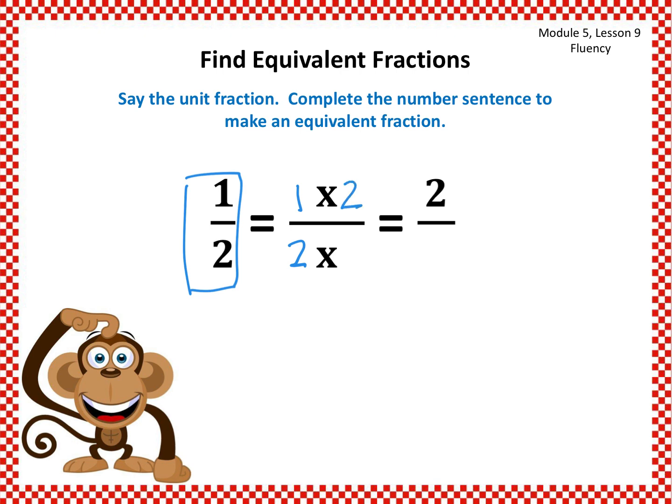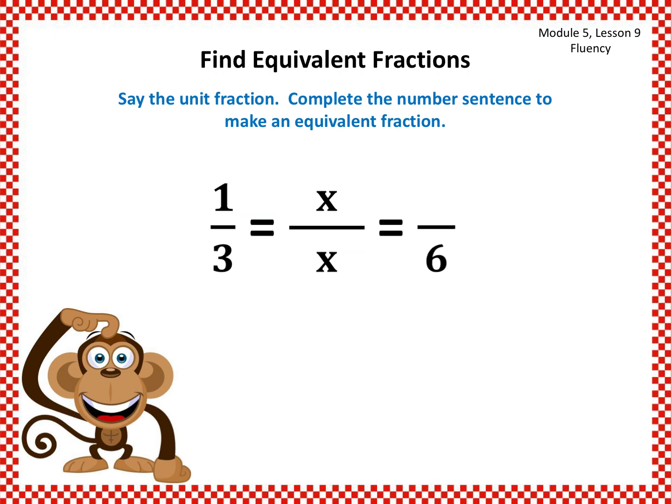And that was 2. If I do it to the top, I've got to do it to the bottom. So 1 times 2 is 2, and on the bottom, or the denominator, 2 times 2 is 4. And that is my equivalent fraction that I've come up with. All right, here's another one. Again, pause the video, you look at it, you do it yourself.